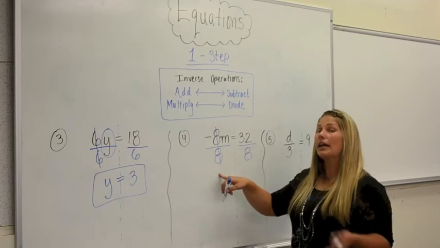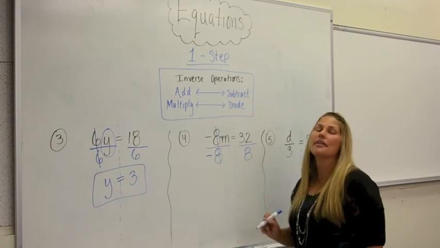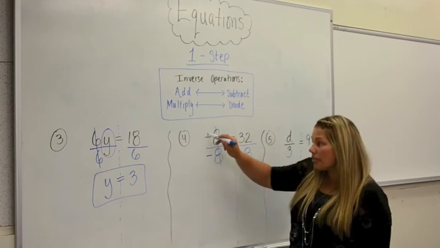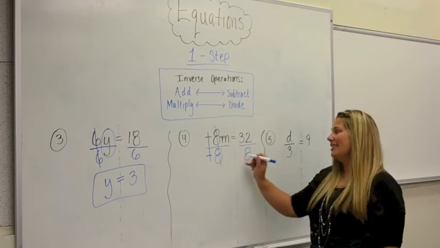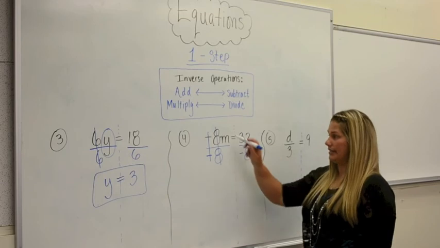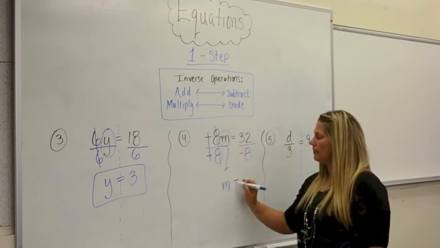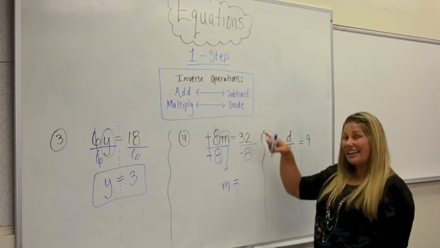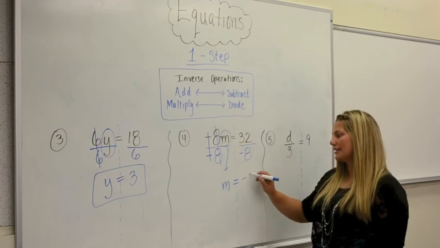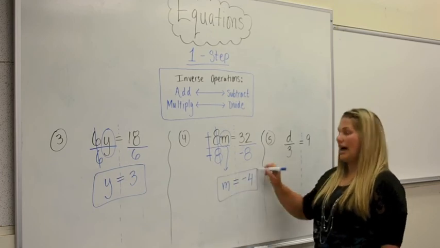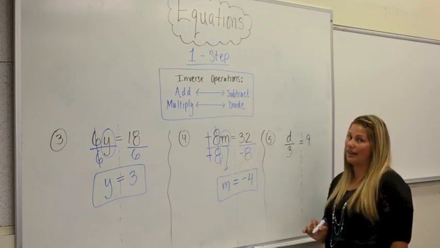The same thing applies to a negative. When I have a negative on the top of the fraction, I have to have a negative on the bottom of the fraction, so that can also cancel out. But if I put a negative 8 on the left side, I have to put a negative 8 on the right side. So now I have that m all by itself. On my line I put my equals. And now I'm dividing 32 divided by negative 8, which actually gets me an answer of negative 4. Remember, one negative always wins when we're dividing.